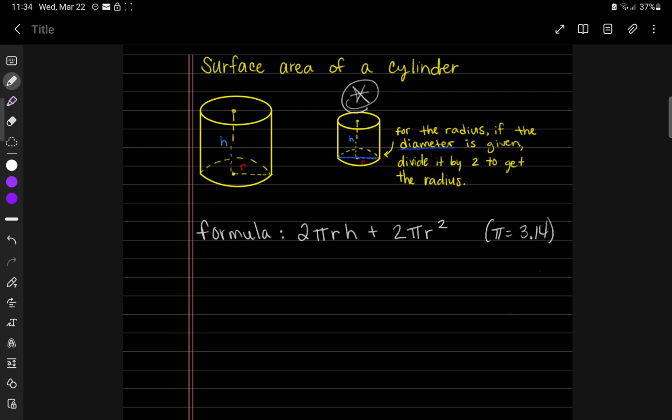R is radius, H is height. So you're literally just gonna take this formula and plug in the numbers that the cylinder gives you over and over, and that's it. It's not anything too difficult. Just make sure you know the difference between radius and diameter. Again, diameter is the whole blue line. If I give you the whole blue line like I did here, just cut it in half or divide it by 2. So if I take this example, I'm just gonna copy and paste this shape.